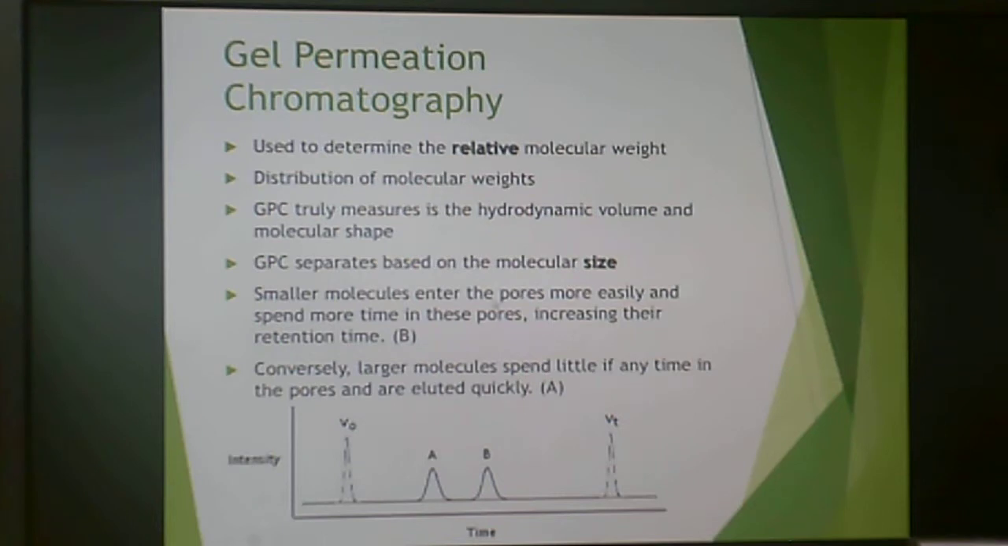Smaller molecules enter the pores more easily, and so they come out at higher retention times. They're retained within the column longer, whereas larger molecules don't spend a lot of time in those pores, if at all, so they come out sooner. So these are the large molecules that are present in the system, and these are the small molecules that are present in the system. The large molecules do not permeate the gel as well, and the small molecules do permeate the gel. That is why it's called gel permeation chromatography. This also is called size exclusion chromatography, because the large molecules are excluded from the column, whereas the small molecules are retained.